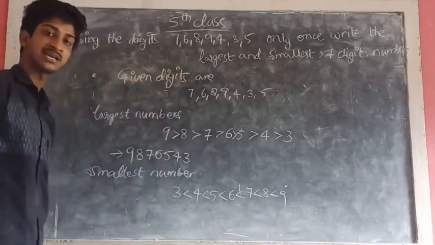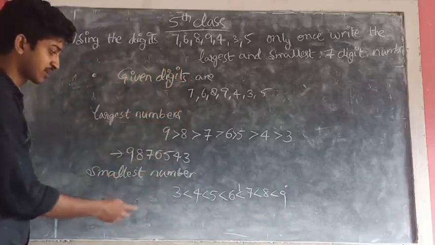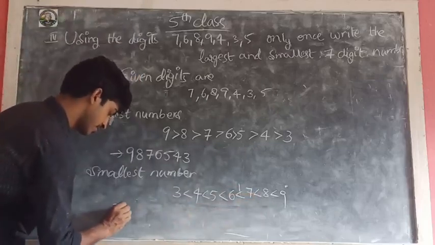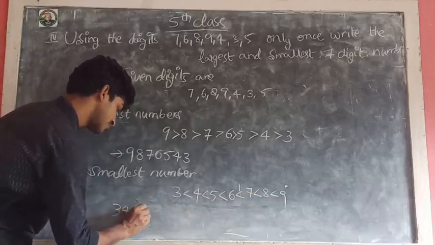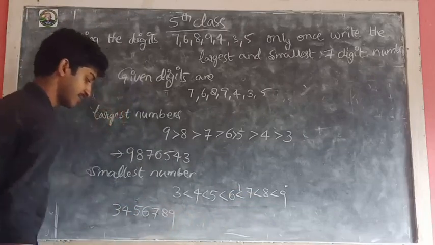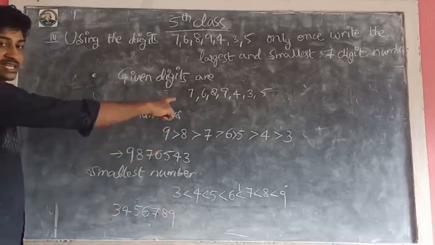This is the ascending order of these 7 digits, and now write the smallest number. This is the order of the number: 3, 4, 5, 6, 7, 8 and 9. This is the smallest number by using these 7 digits.